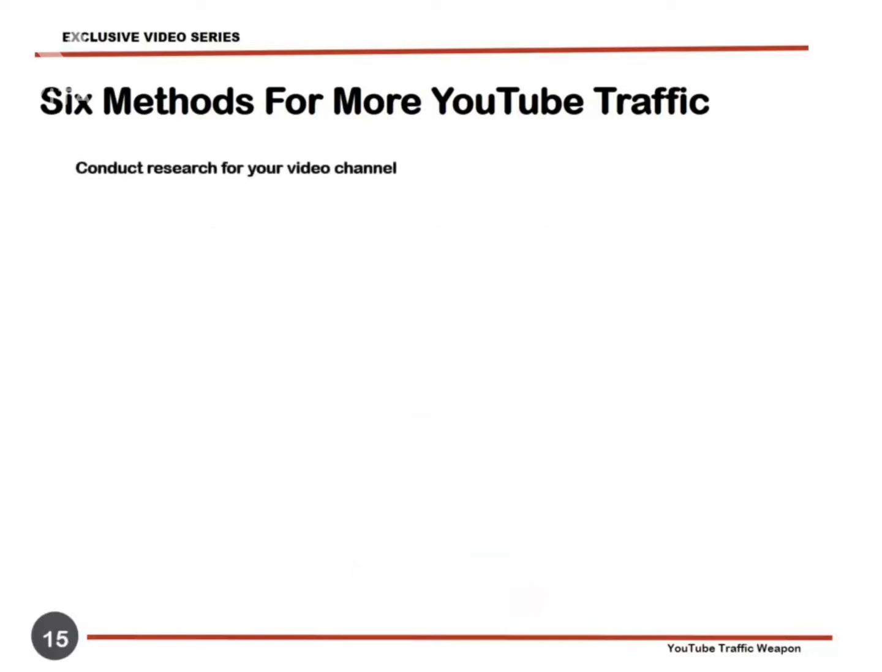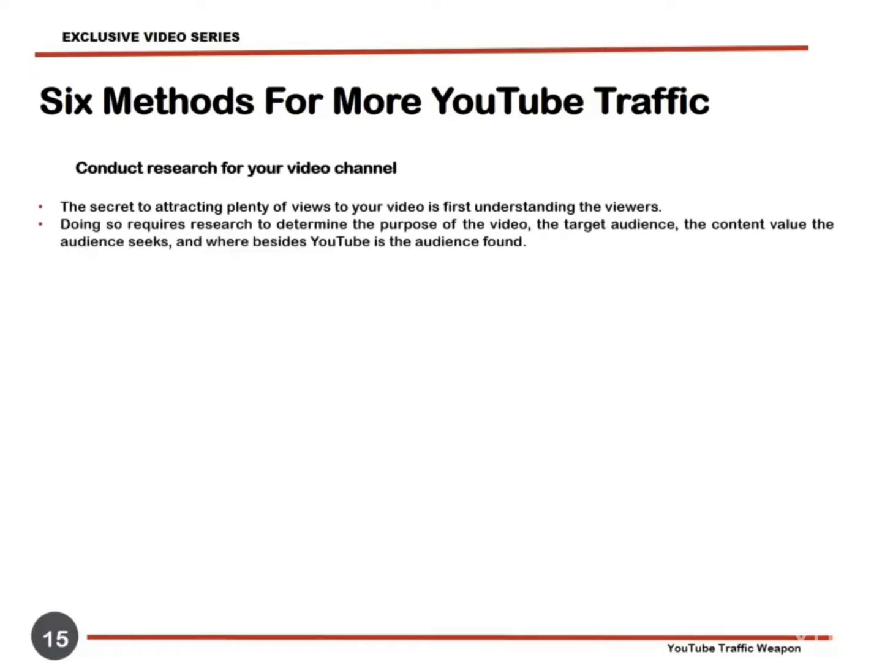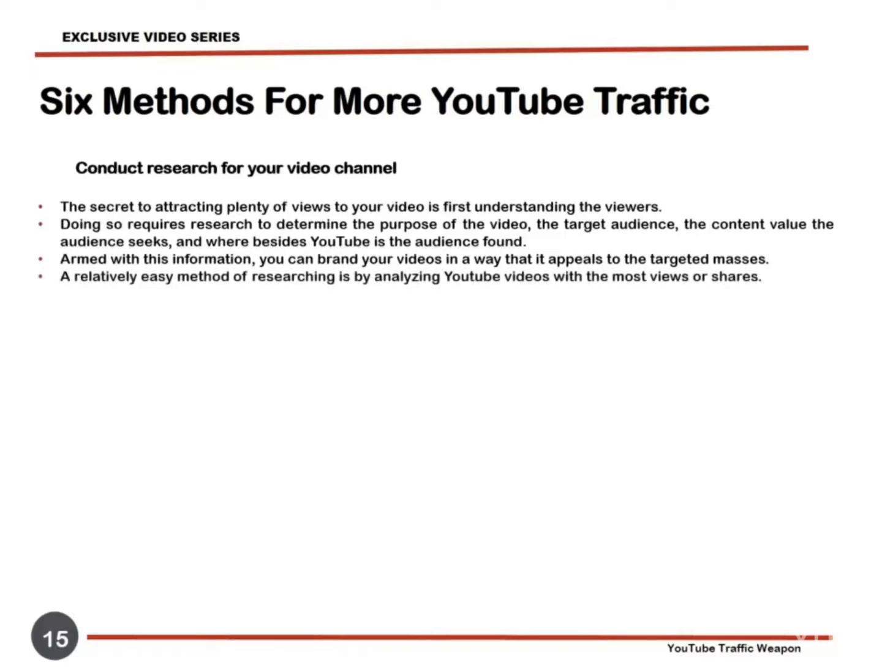Conduct research for your video channel. The secret to attracting plenty of views to your video is first understanding the viewers. Doing so requires research to determine the purpose of the video, target audience, the content value the audience seeks, and where besides YouTube is the audience found. Armed with this information, you can brand your videos in a way that it appeals to your targeted masses. A relatively easy method of researching is by analyzing YouTube videos with the most views or shares.